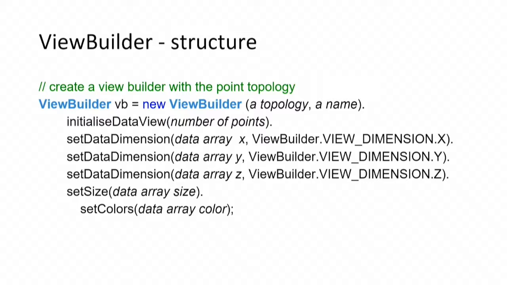And then the next class we're going to talk about is the view builder. So the view builder lets you build views. To use it, we create a view builder, we pass it in the type of topology we want to create, so it might be points or lines, we're going to use points, and we pass in the name of the view we want to create. Then we call initialize data view with the number of points, and then we set some data dimensions. And as I said, this is a fluent design pattern, so we can gradually build up our visualization by calling more functions on that object.